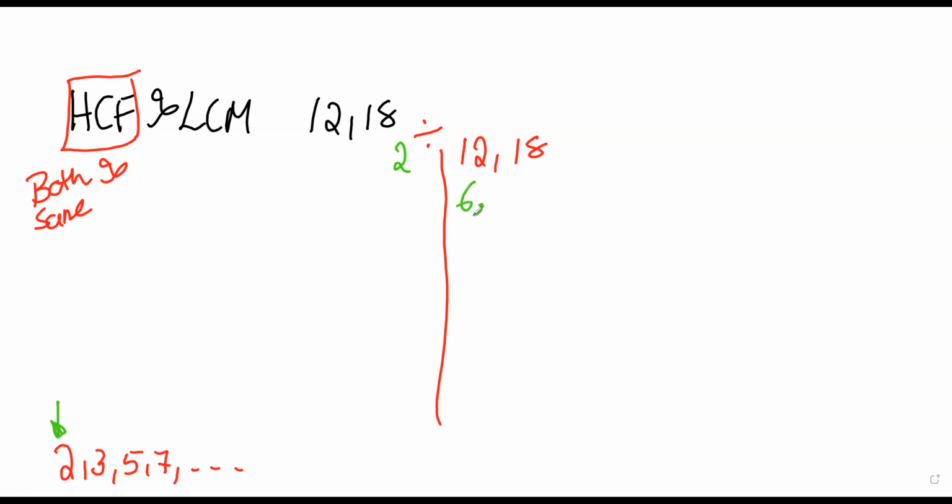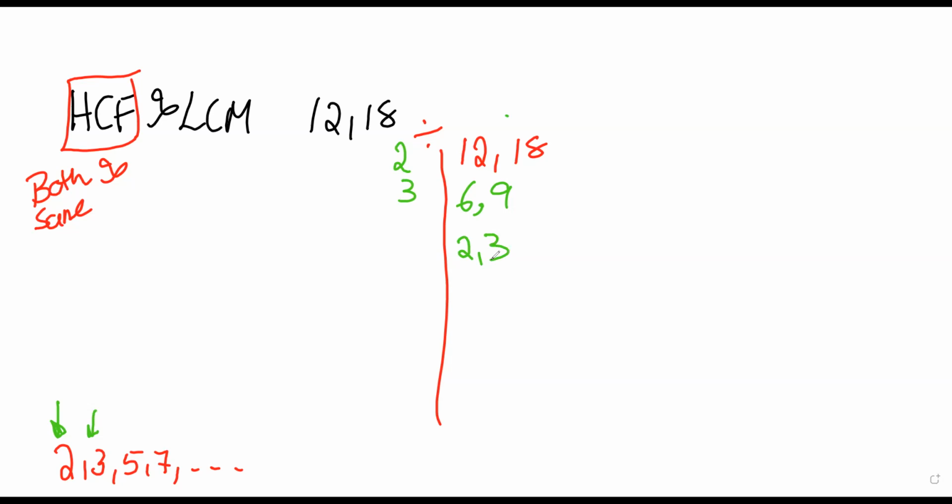12 divided by 2 which is 6, 18 divided by 2 which is كام؟ 9. And then I ask myself the same question again. Both 6 and 9 هما الاثنين they are divisible by the same prime number, but this time this prime number is the 3. فهم حاطه 3 هنا كده جنبهم. And then I divide individually. 6 divided by 3 which is 2, 9 divided by 3 which is 3.